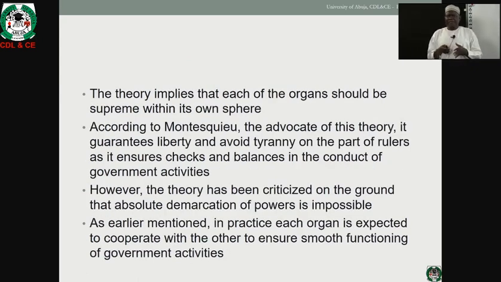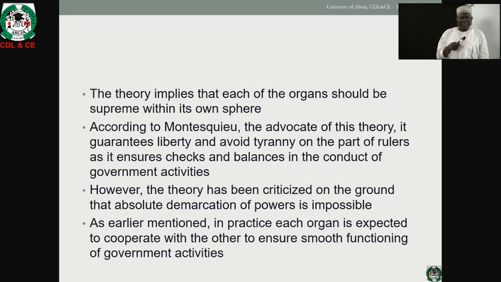The theory of separation of powers implies that each arm of government has specified duties, responsibilities, and functions to perform. Each arm of government is supreme in its own sphere, important in its own right. According to one of the early theorists on separation of powers, Montesquieu, this theory guarantees liberty and avoids tyranny and domination.